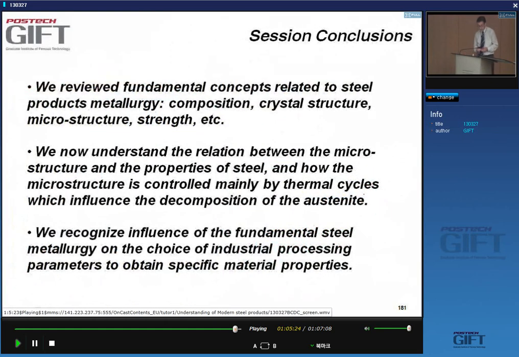Okay, so we will today conclude this introductory session, where we basically reviewed some fundamental concepts, so we kind of have the entire class on the same wavelength. We talked about composition of steels, crystal structure, microstructure, strength, aspect, etc. We are now familiar with the relations between microstructures and properties, and how microstructure is controlled very strongly by thermal cycles and the decomposition of the austenite that we obtain as a consequence. We've also seen that microstructure controls strength, which is a fundamental property of steels. And now we will use many of these concepts to go into the industrial processing of actual steel products.